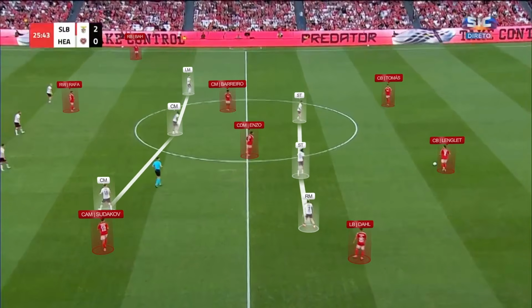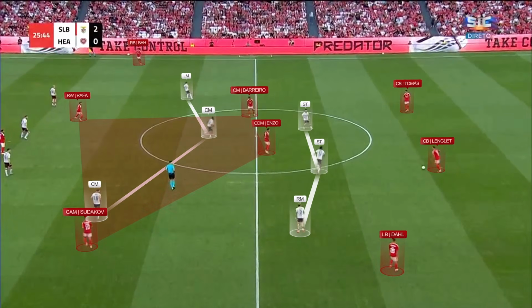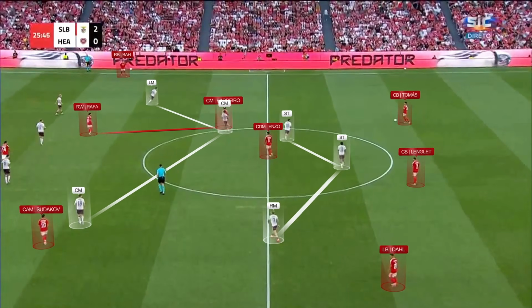At this point, Benfica's attacking structure can clearly be identified as a 3+2+5, with Barreiro taking on a hybrid role within this structure. Depending on the pressure on the ball, he can either drop alongside Enzo to reinforce the second line or move one line higher to join Rafa in the half space. We can see that behavior clearly here.